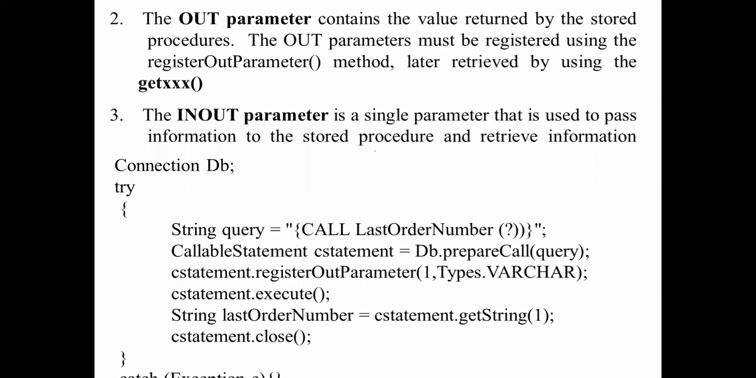Suppose in case the connection is established, by using the string query equal to, within the double quotes of the flower bracket, you should write down the call last order number. So we use the question mark because we have to assign the value. This we can call a prepared statement, that is a P statement. Then we use the callable statement, and then we are using the C statement.